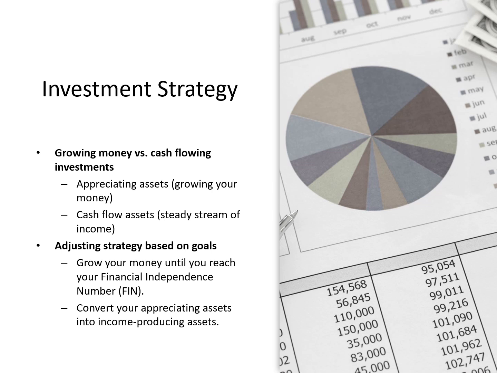Now, once you reach your financial independence number, you've grown your money, you've implemented your asset accumulation plan, and you've reached your financial independence number. Now it's about changing strategies. And this is where you convert your appreciating assets into income producing assets. Your income producing assets should have a lower risk level. They should be about creating a steady stream of income and insulating yourself from market forces and the other risks that we've talked about.